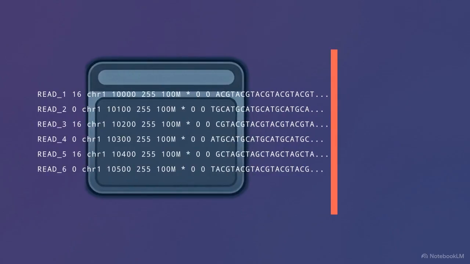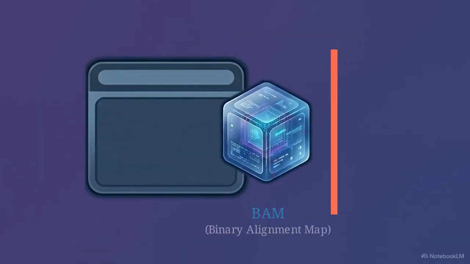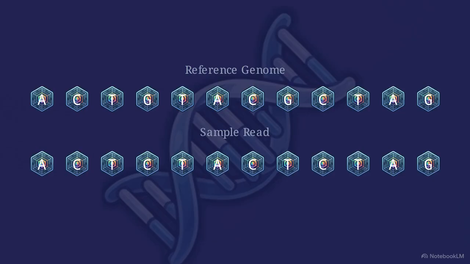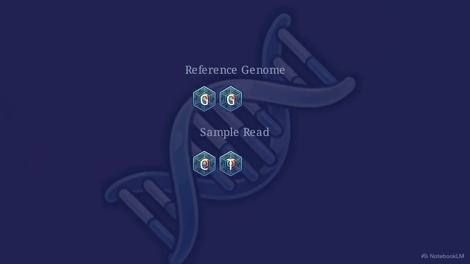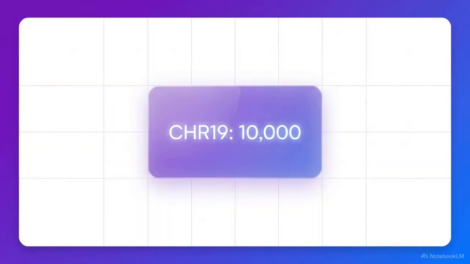To fix this, we convert the text to BAM, a binary alignment map. It contains the exact same information, but in a compressed binary format that computers can process significantly faster. Further optimizations like the CRAM format save even more space by only recording the specific nucleotides that differ from the reference genome, ignoring everything that matches. Without this binary compression, the hardware requirements for large-scale genomic medicine would be too expensive and too slow to be practical.